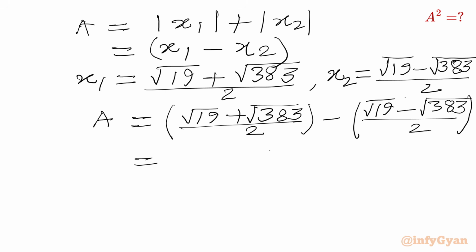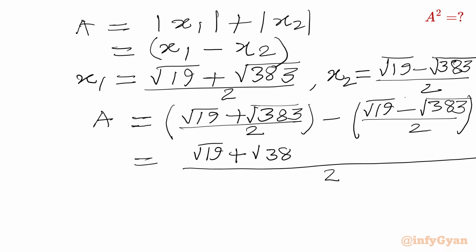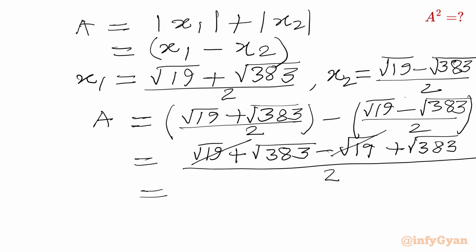We have common denominator 2. In the numerator, we will write square root 19 plus square root 383 minus square root 19 plus square root 383. Now we can cancel plus square root 19 with minus square root 19. So we will get 2 times square root 383 over 2. That 2 will get over. So we are going to get a equal to square root of 383. Now we have to find a square.